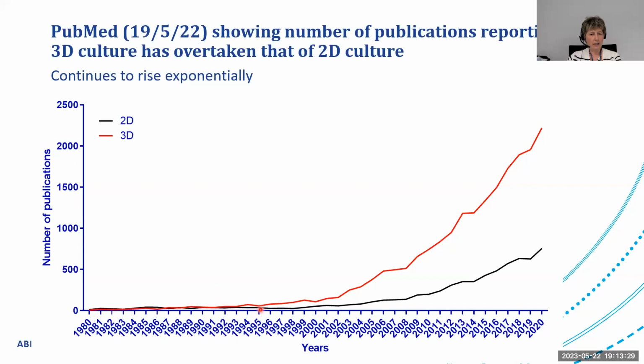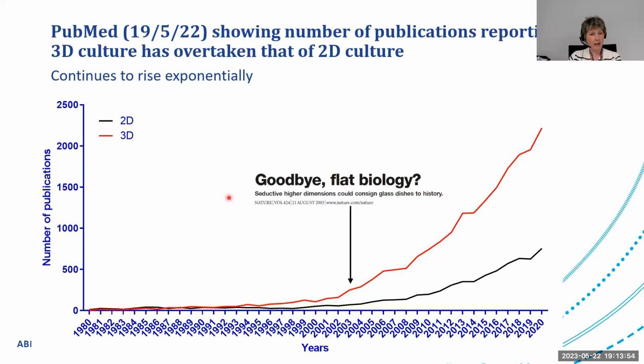in the 1990s. But then, as you can see, in 2003, something started to change. We're starting to see a bit of a separation in the number of models using 3D cultures, the red line, whereas the number of publications using 2D models was starting to slow down a little bit. And that, I believe, was a result of this editorial, which was published in Nature in 2003, so 20 years ago now, and it was called Goodbye Flat Biology.